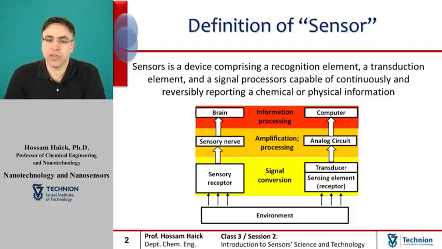Sensors can be analogous to the human senses. In both cases, signals are provided from the environment and converted into a signal by sensory receptors in humans or by receptor and transducer systems in sensors. In the amplification and processing stage, the sensory nervous system is comparable to an analog circuit. The processing stage, which is obviously in the brain for humans, will be performed by a computer in the case of a sensor system.